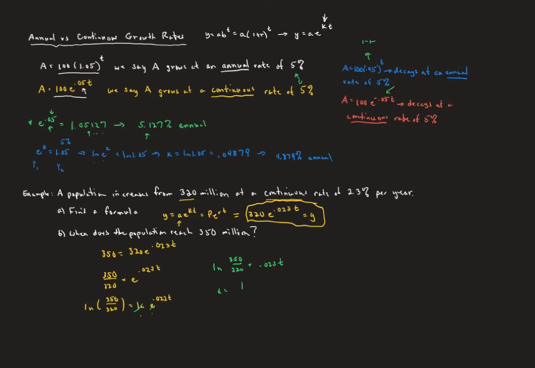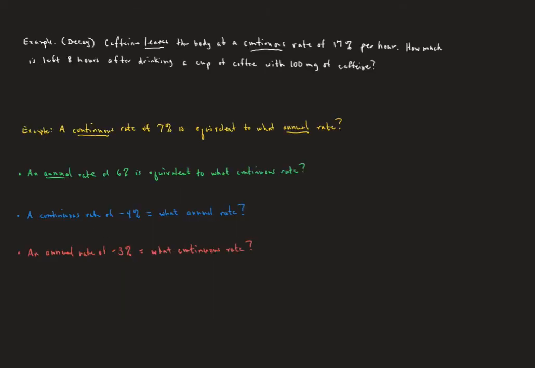To solve for t, we're going to divide this crazy number, the logarithm of 350 over 320, by the 0.023. And when you do that, we're going to get a value of t, and I think you'll get 3.896, is at least what I got, 3.896. That's a time given in years. So in a little less than 4 years, that population will reach 350 million. Let's look at the next panel.